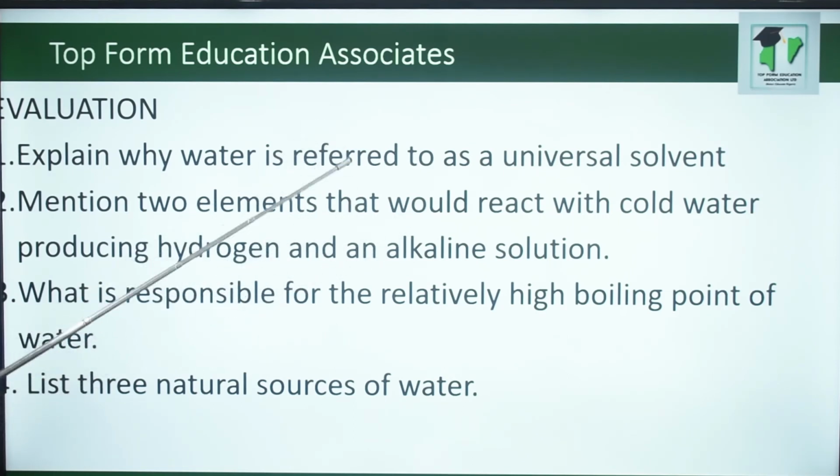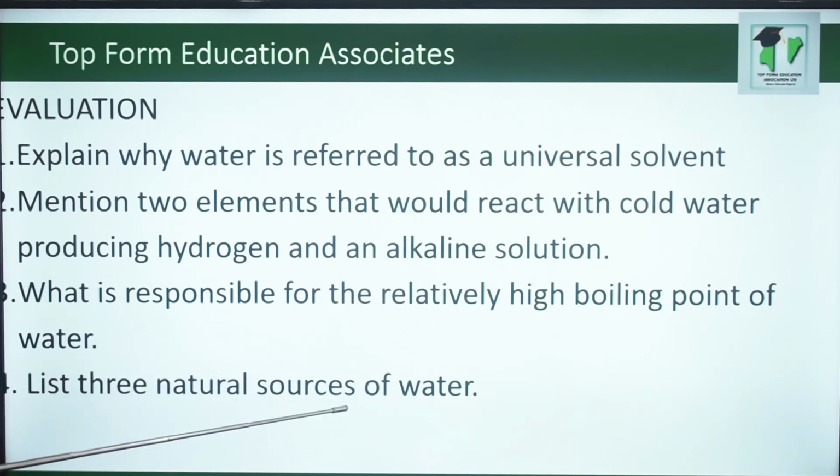Remember that we classified our metals into 3: active metals, semi-active metals, and then inactive metals. It is the active metals like sodium, calcium, potassium that will react with cold water to produce hydrogen and an alkaline solution. What is responsible for the relatively high boiling point of water? This is because of the presence of hydrogen bonding in water.